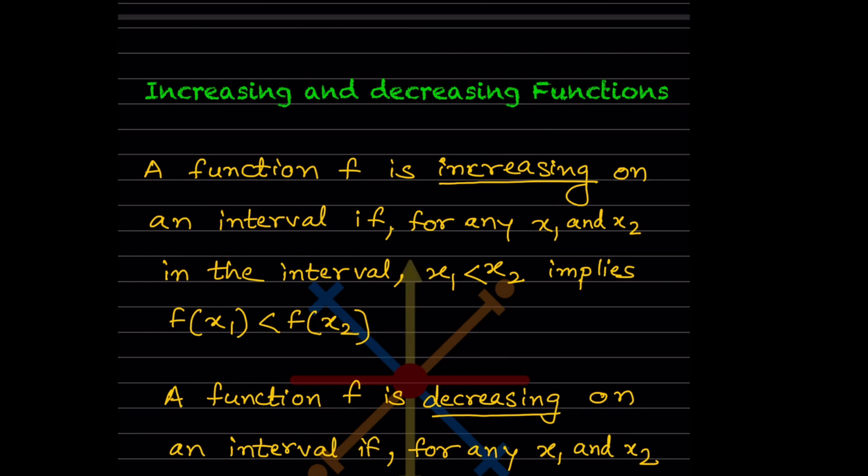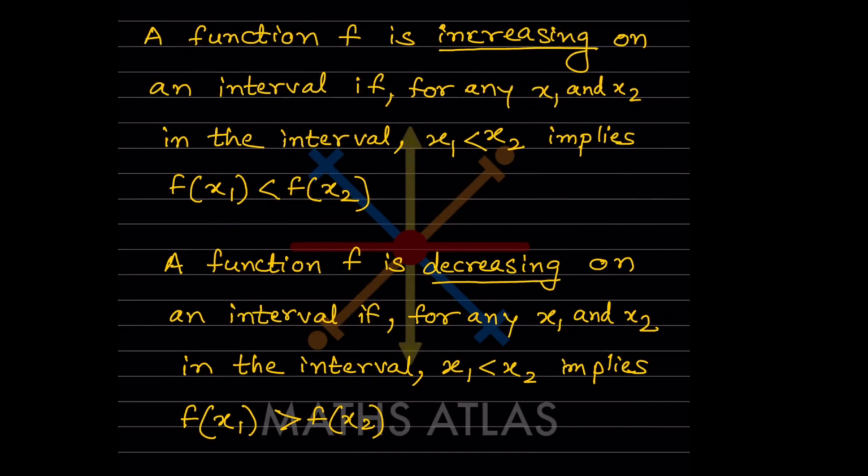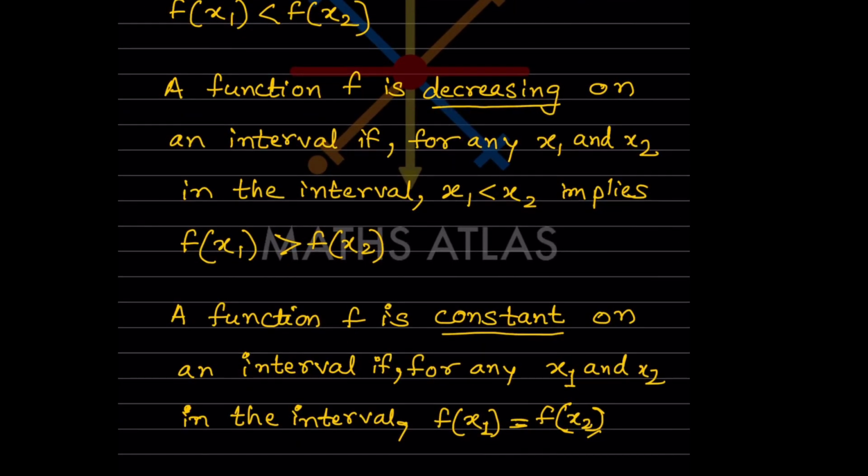A function f is increasing on an interval if for any x1 and x2 in the interval, x1 is less than x2 implies that f of x1 is less than f of x2. And a function f is decreasing on an interval if for any x1 and x2 in the interval, x1 is less than x2 implies f of x1 is greater than f of x2.